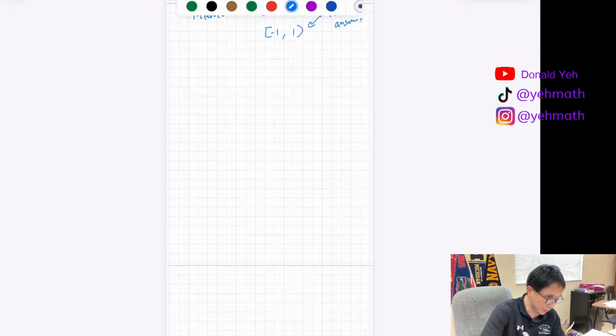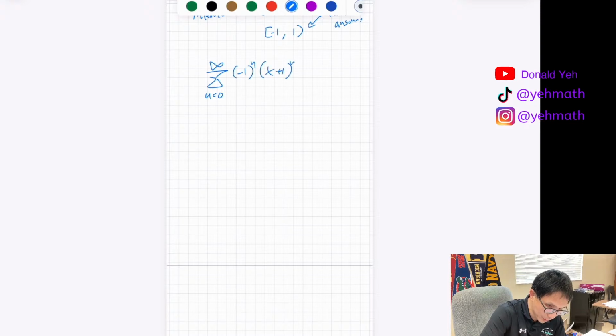Okay, now you're going to try one. See what the radius of convergence is here, or what the interval of convergence is. So, (-1) to the n times (x plus 1) to the n over 2 to the n.